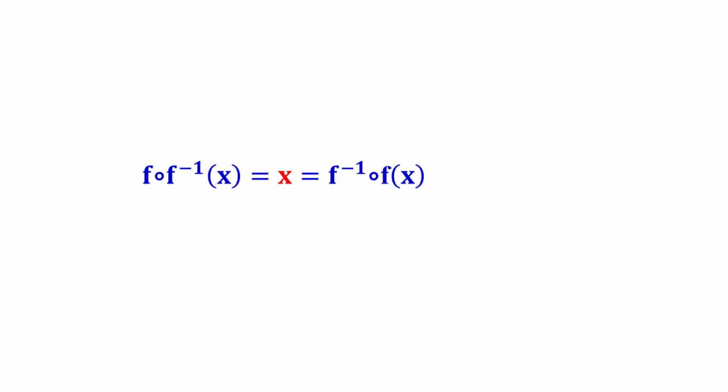Here we have a property which gives us the identity value, that is x. This is all about this today.